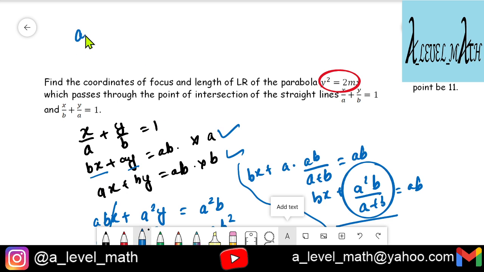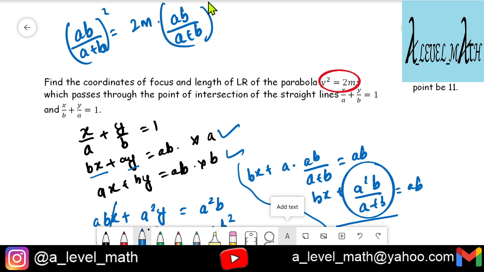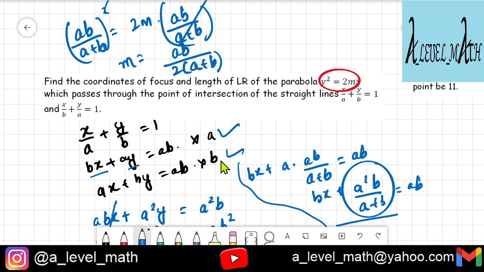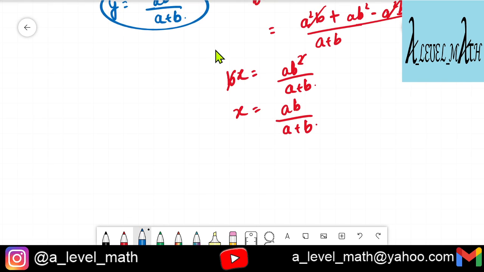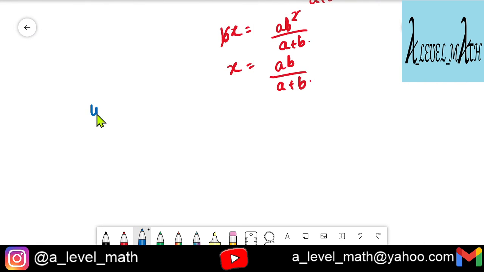So what we get, ab by a plus b the whole squared is equal to 2m times ab by a plus b. So I can cancel out one ab by a plus b. So m becomes equal to ab by 2 times a plus b. Alright, now from the very first chapter I know that for y square is equal to 2mx, my focus will lie somewhere over here. Okay, so my parabola is y square is equal to 2mx.